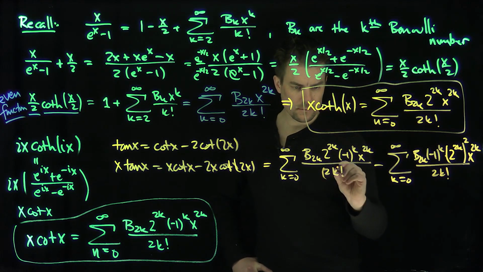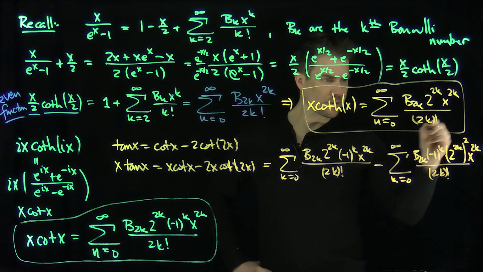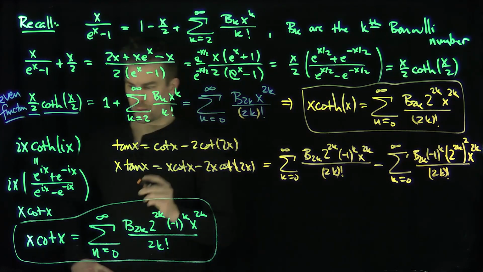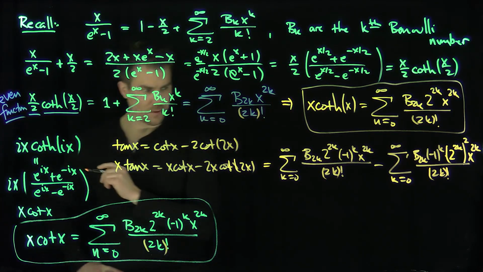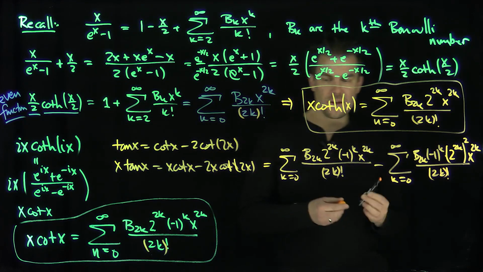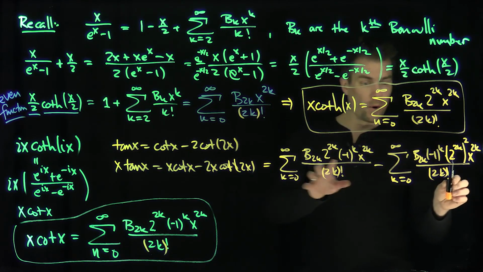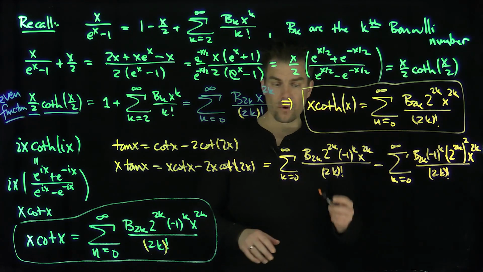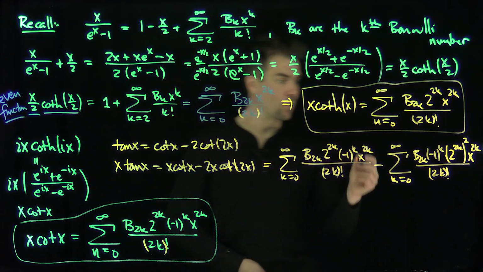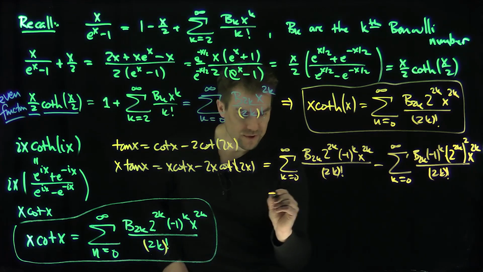Great. I put parentheses around all these factorials to make sure we're not getting confused with where the factorials go. All right, now here's the important thing to observe. When k is equal to 0, both these terms are the same. So the overall sum starts where? The overall sum starts at 1.